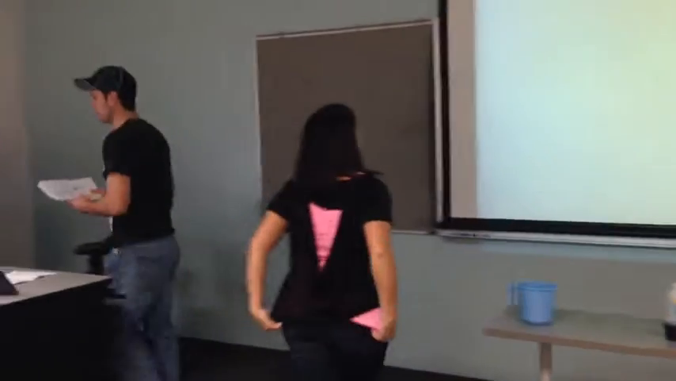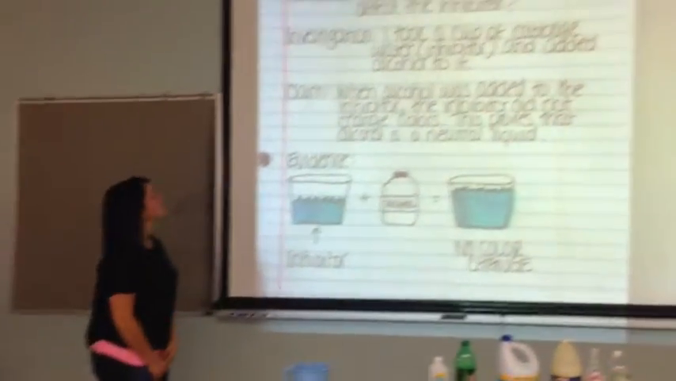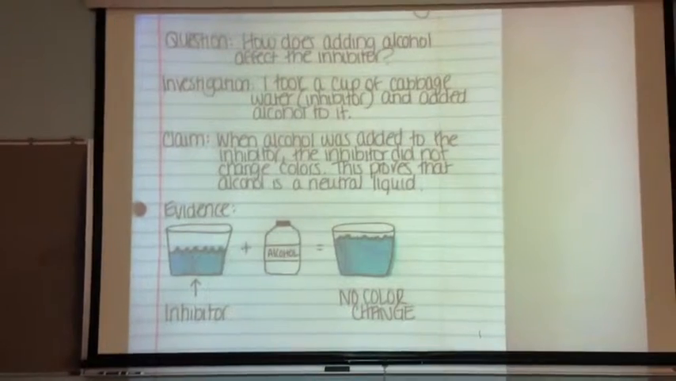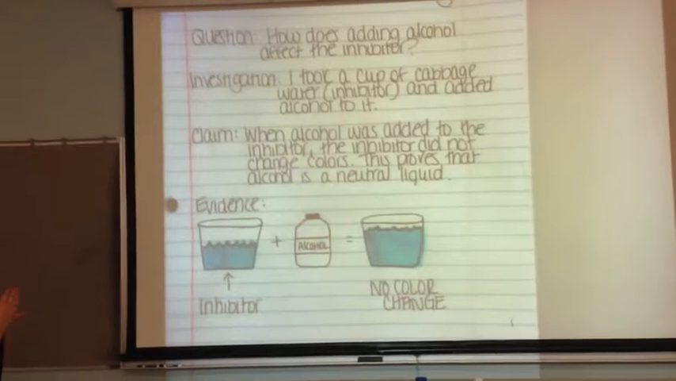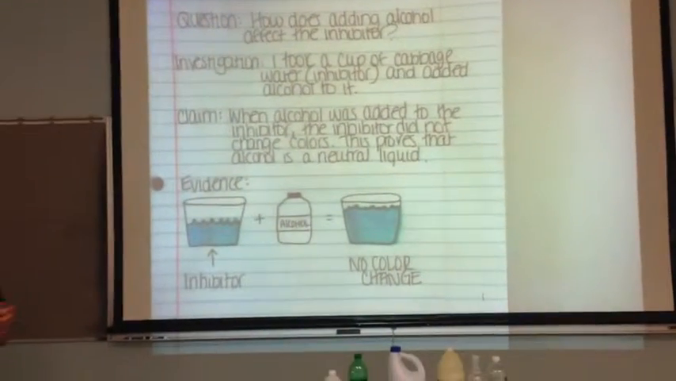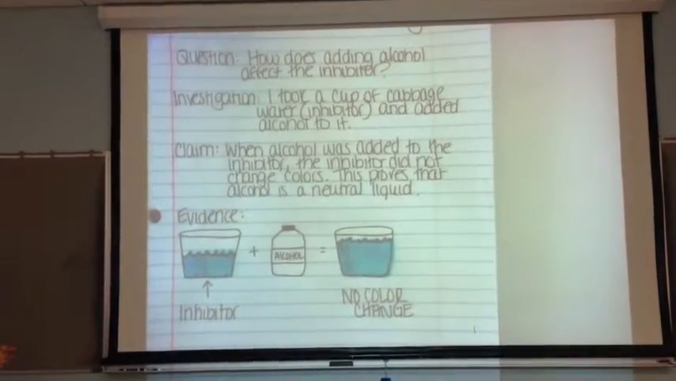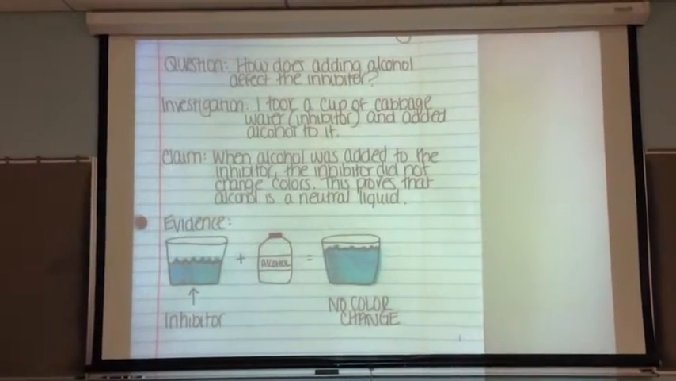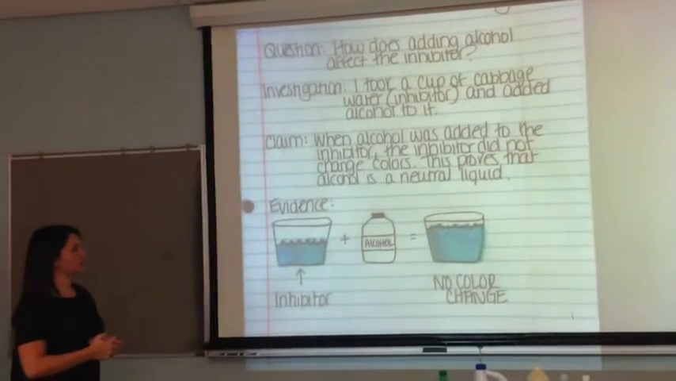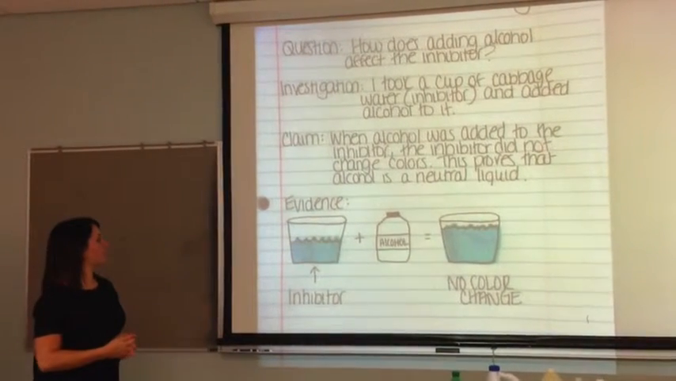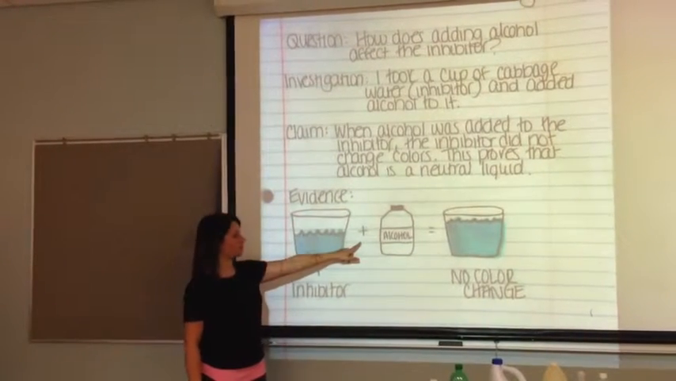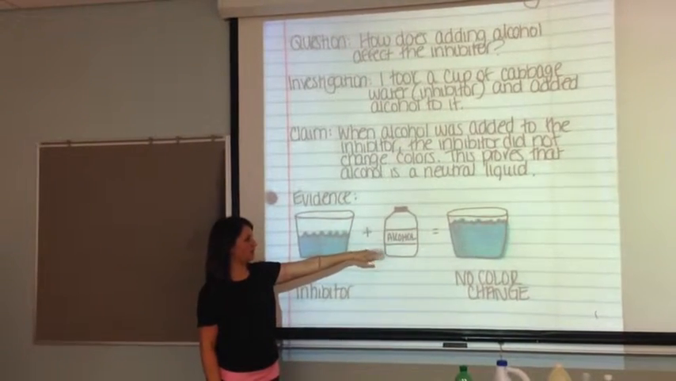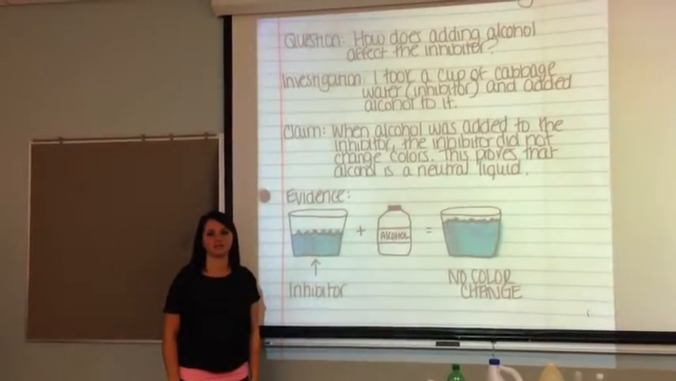Okay, go ahead. Stand over there. I'm going to put this up on the board. Okay. And go ahead and give us an explanation. So my question was, how does adding alcohol affect the inhibitor? For my investigation, I took a cup of cabbage water, the inhibitor, and added the alcohol to it. And the claim was, when alcohol was added to the inhibitor it did not change colors, and this proves that it's a neutral liquid. My evidence here, I have my cup of the inhibitor, and then I added alcohol to it, and then it equaled the same cup with more fluid in it, but no color change. Okay, very good. Go ahead and have a seat.